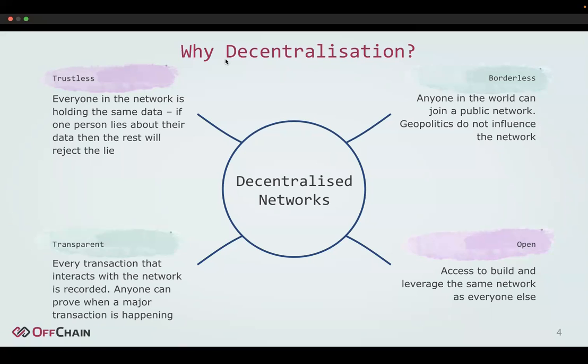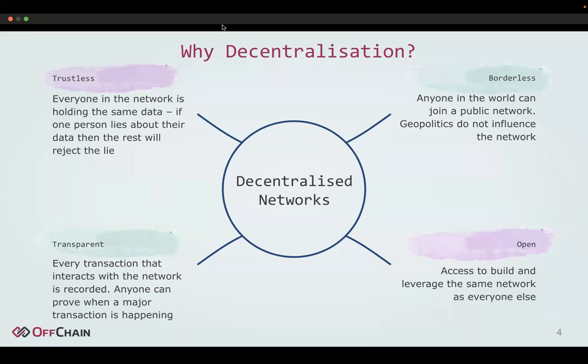The third part is transparent. Every transaction happening on the blockchain is being recorded. There's an Explorer where you can literally type the address into a web browser, and you'll be able to see every transaction that has happened before and at the moment on the blockchain, and it is immutable. It cannot be changed. As a result, people cannot hide the data or manipulate the data without you knowing about it.